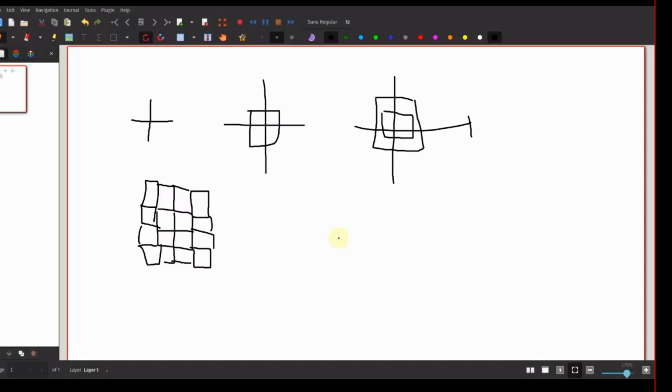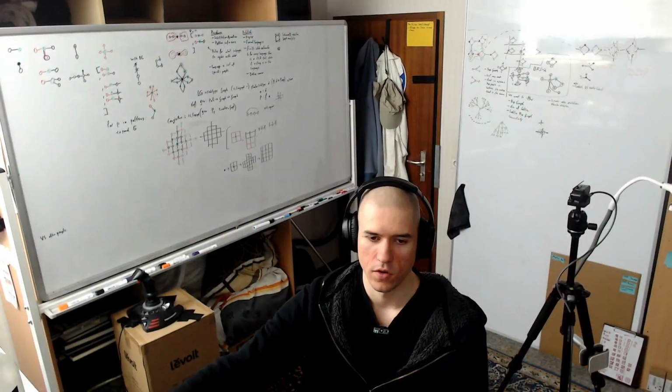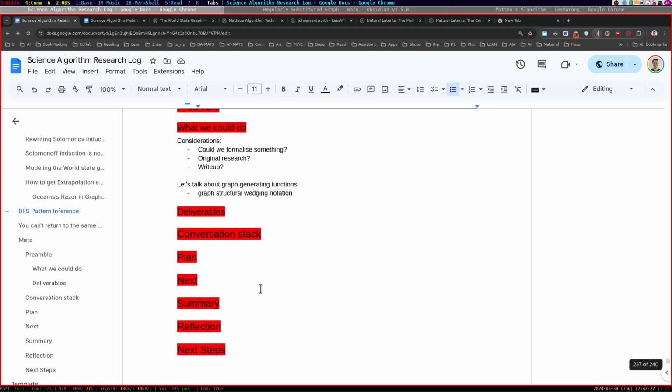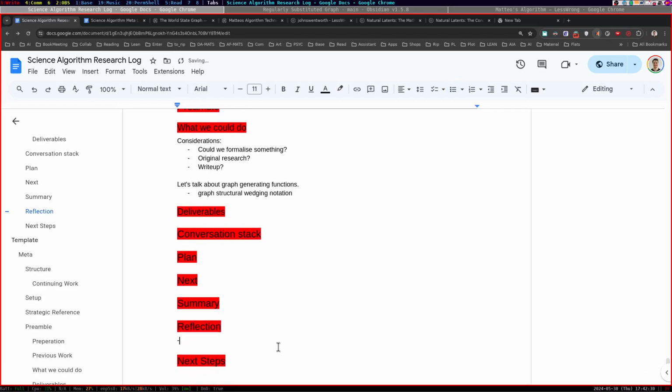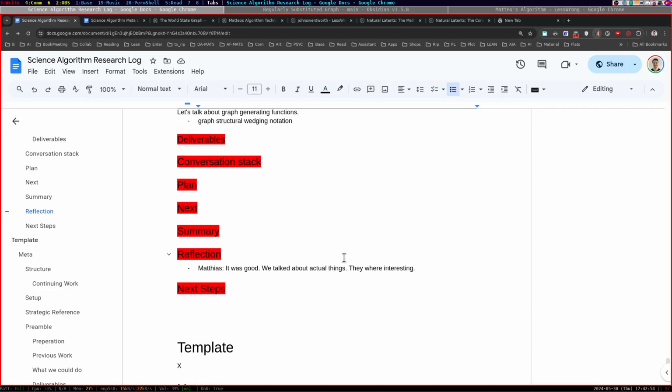Maybe, not quite sure. Okay, because I want to go soon, maybe we could do a reflection now. How did it go? It was good. Why? What was good? We talked about actual things, and they were interesting. And we even have a potential theorem. And I think you can also look up, like, compressible graphs or something. Maybe someone already did work on that.